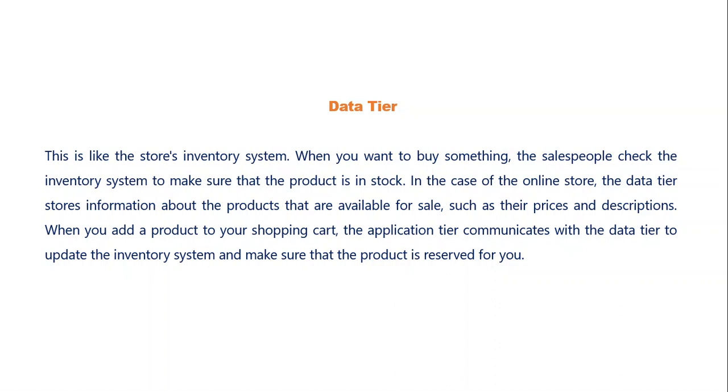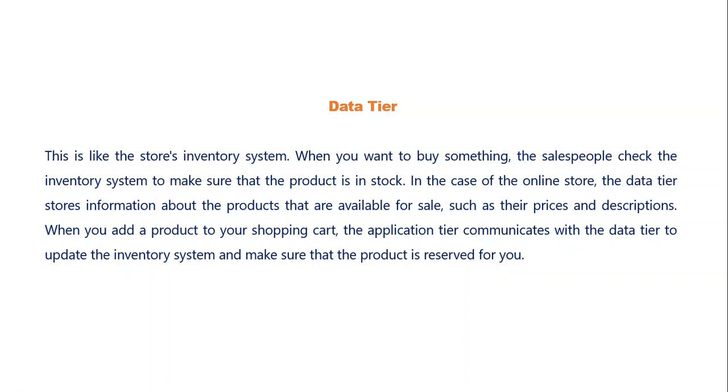So the data tier is like the store's inventory system. When you want to buy something, the salesperson checks the inventory system to make sure that the product is in stock. So in the case of this online store, the data tier stores information about the products that the store has available for sale, the prices, and the descriptions.